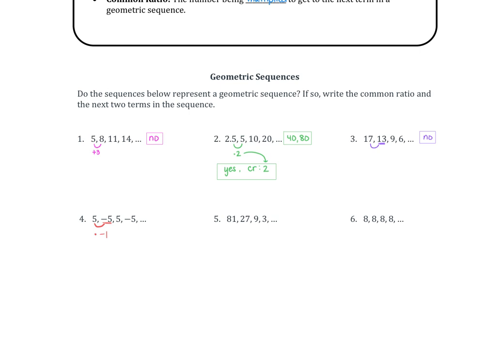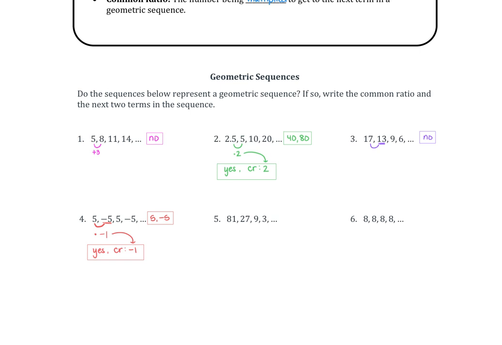And 5 times -1 gives me -5, so that worked. So my answer is yes, it's geometric. The common ratio is going to be -1. And the next two terms would have to be +5 and -5.